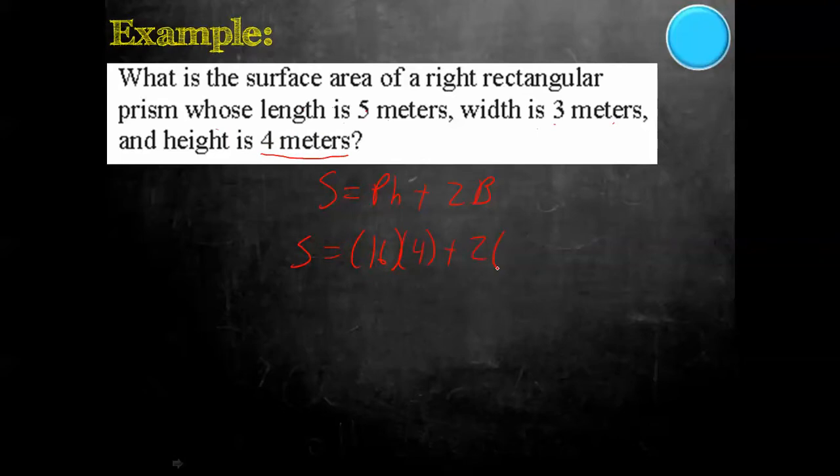Then 2 times the area of the base. This is a rectangular prism, meaning that the base is a rectangle. So we're going to take the length times width, which is 5 times 3, so that's 15. So now we're going to take 16 times 4, which is 64, and take 2 times 15, which is 30. Add those together, and we're going to get 94 meters squared.